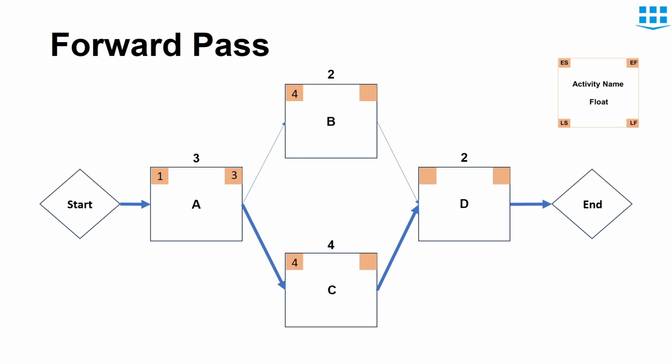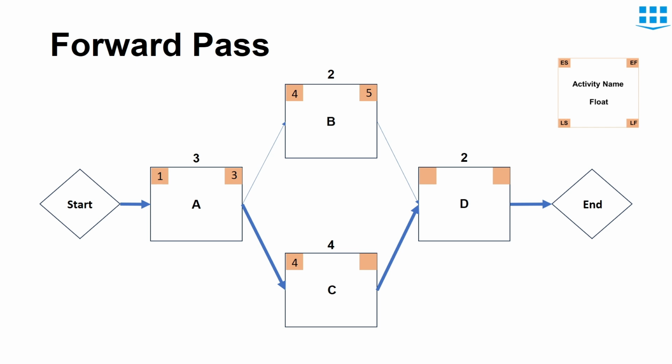This means that activity B and C starts one day later than activity A. So what will be the early finish of activity B? Since activity B starts on day 4, it will take day 4 and day 5 to complete this activity. The early finish of activity B will be day 5.